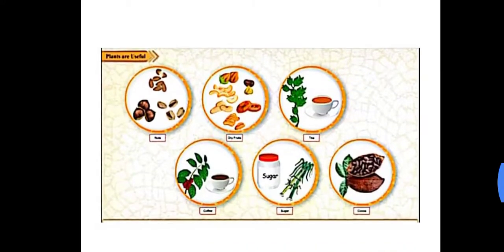See, here is the picture. Seeing this picture, you can easily identify nuts, dry fruits, tea, coffee, sugarcane and cocoa.